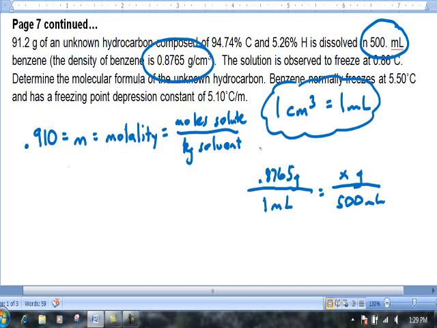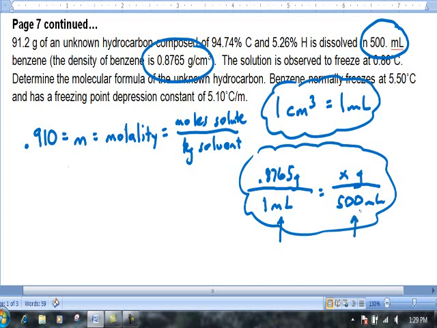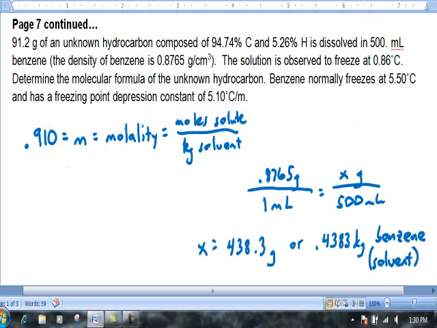Using the density, we can set up a proportion. From the density, we know we have 0.8765 grams of benzene per 1 milliliter. Our sample, though, is 500 milliliters of solvent. This will let us get how many grams of solvent we have, which we can convert to kilograms, and then put in for our kilograms of solvent to solve for the moles of solute present. Solving for X gives us 438.3 grams of benzene, which is 0.4383 kilograms of benzene, and benzene is our solvent. So we now know how many kilograms of solvent are present in our solution.